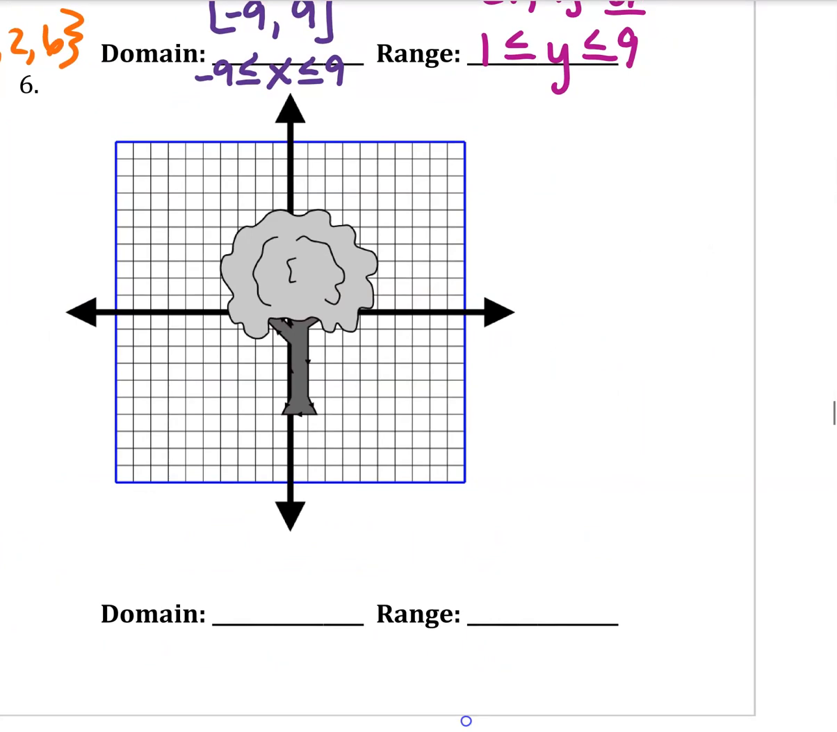We got the tree. The tree kind of throws some people off, but you can still do it. You just have to think, okay, for my x's, X is here, y is here. So the x's are focusing on how wide that tree is. So we want to find the widest parts of the tree. The widest parts of the tree is definitely right here at this leaf and right here at this leaf, right? That's as far wide as the tree goes. So that's going to be our x's.